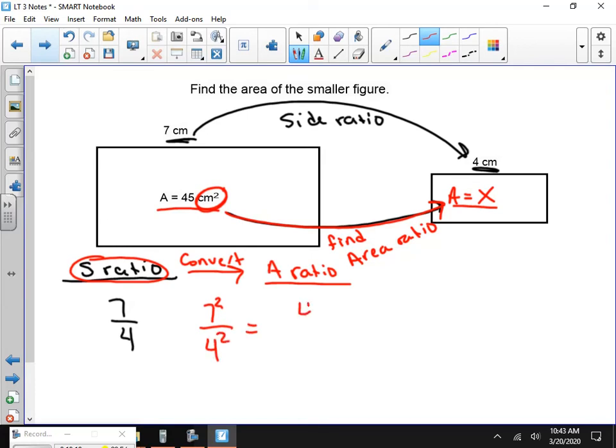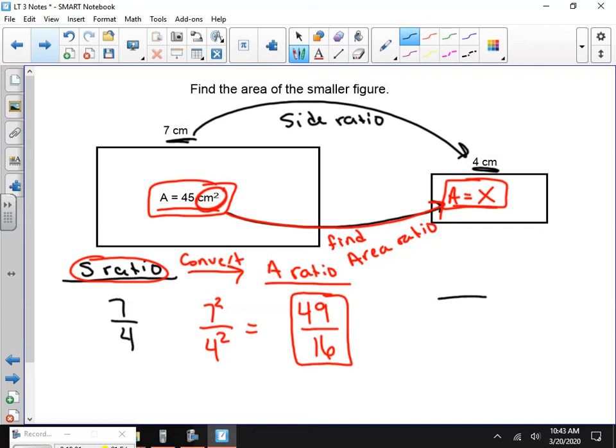Now that I have this converted into an area ratio and I have this area and I want to find this one, I only have one piece of information missing, so I can set up a proportion. I use the area ratio that I converted, and I'm trying to find X. Remember I did large over small, so my large area is 45, the actual area, over what I'm trying to find. Remember we do scale equals real when we do proportions? My scale is the converted ratio and my real is the actual area over the actual area.